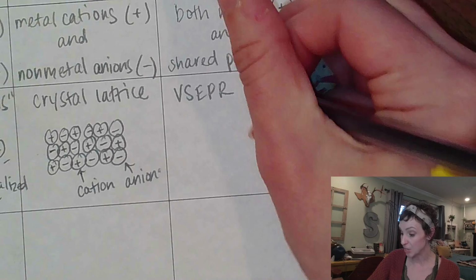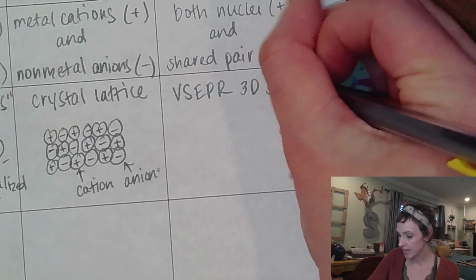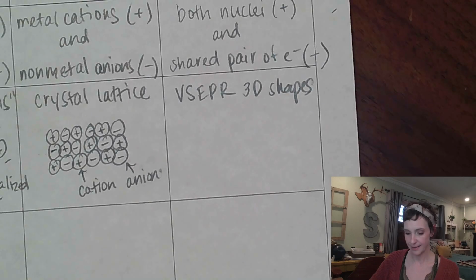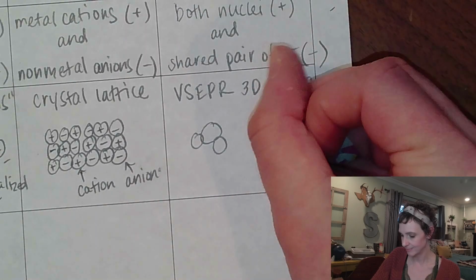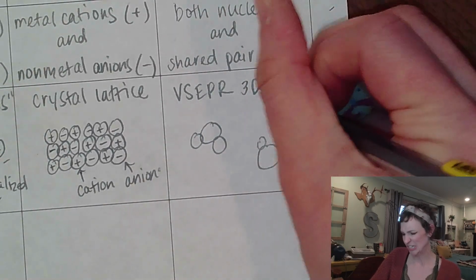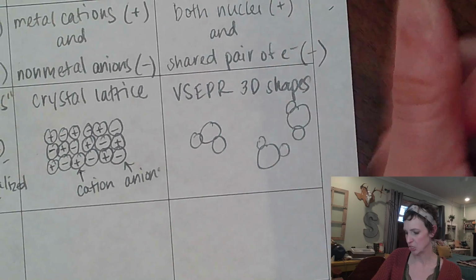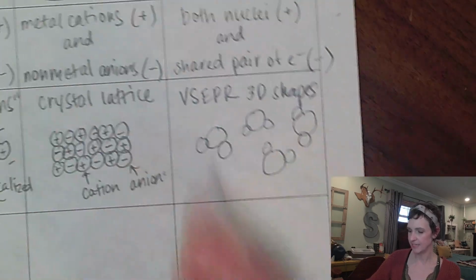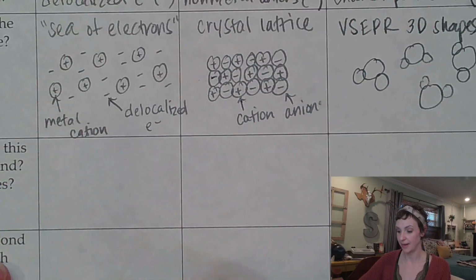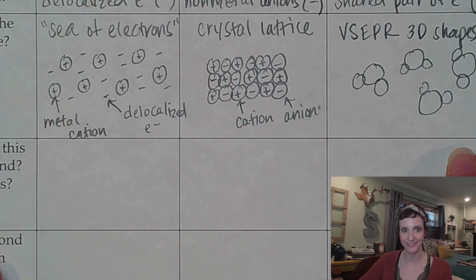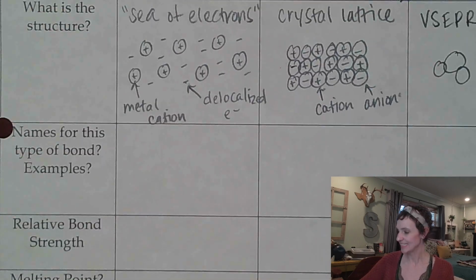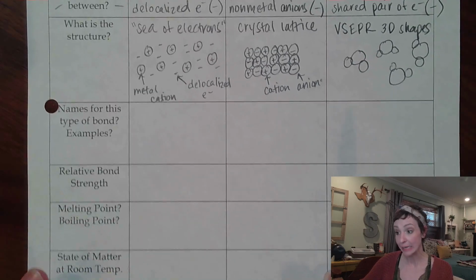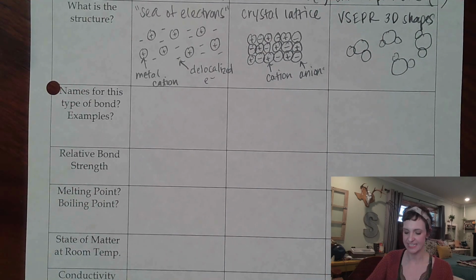So we're going to say VSEPR 3D shapes. Okay. So if I wanted to draw a picture of my water molecules, it's kind of hard to visually draw a VSEPR shape, but you get the idea. And this shows you the difference between my metallic, ionic, and covalent structures, showing these molecules here. Cute. Okay. Now the next section says names for this specific type of bond and some examples.